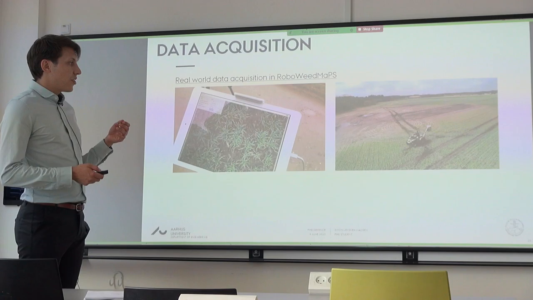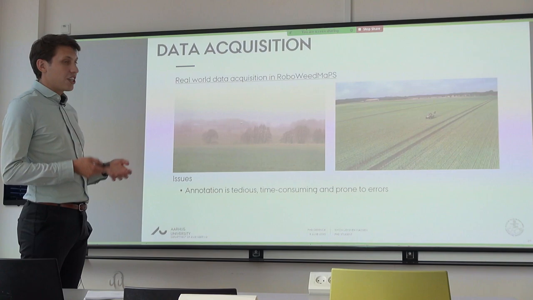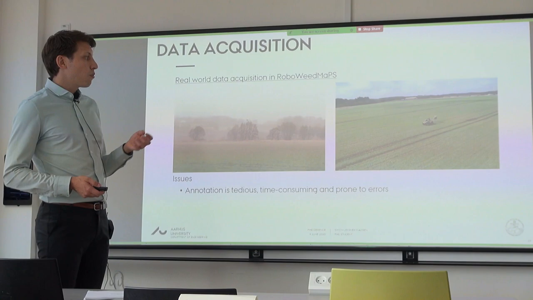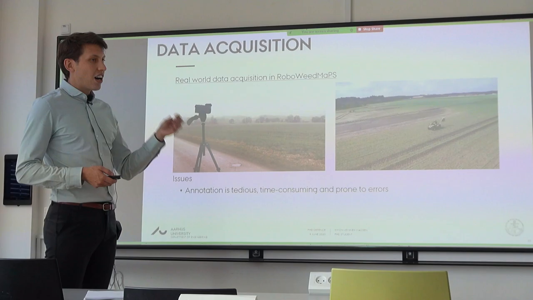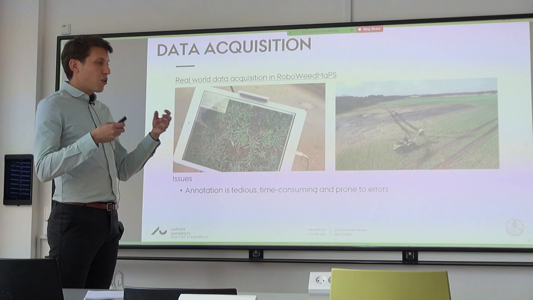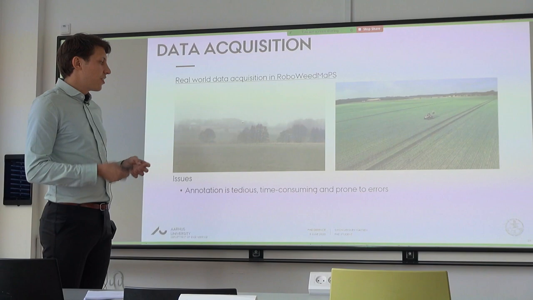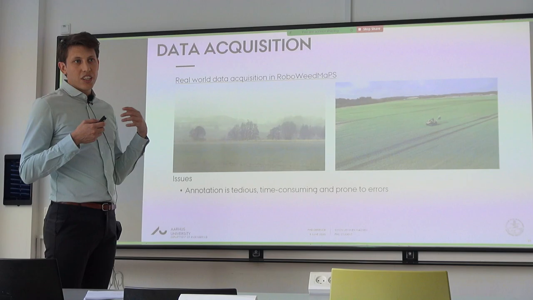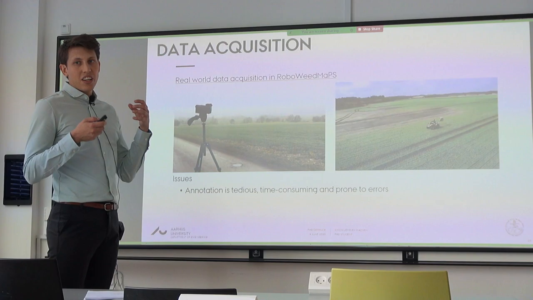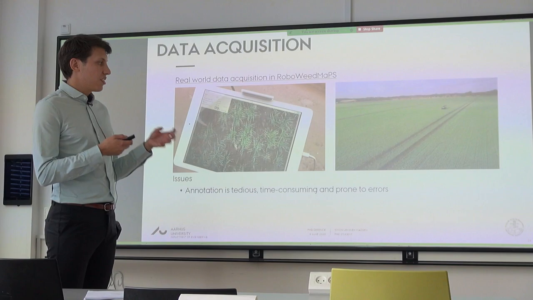However, there are some issues with this real-world data collection. The annotation of these images is very tedious and time-consuming, because we manually have to go through a lot of them to detect whether or not there are weeds present, which can be challenging as we have both weeds and crops in the images, and these often overlap with each other. Additionally, a colleague of mine has shown that classifying these detected weeds directly from the images is often prone to errors, even if we have expert annotators annotating the plant species.